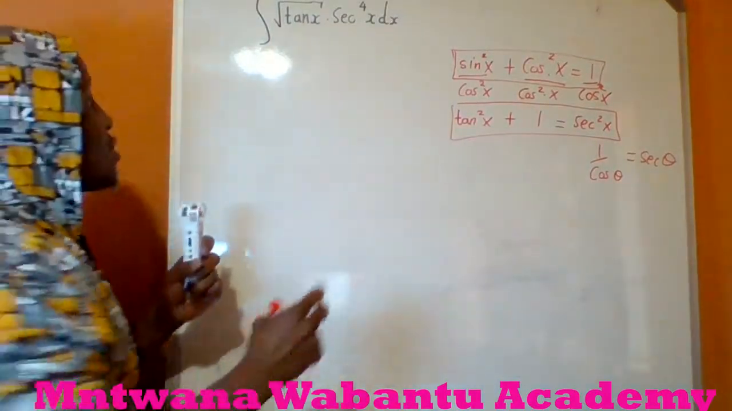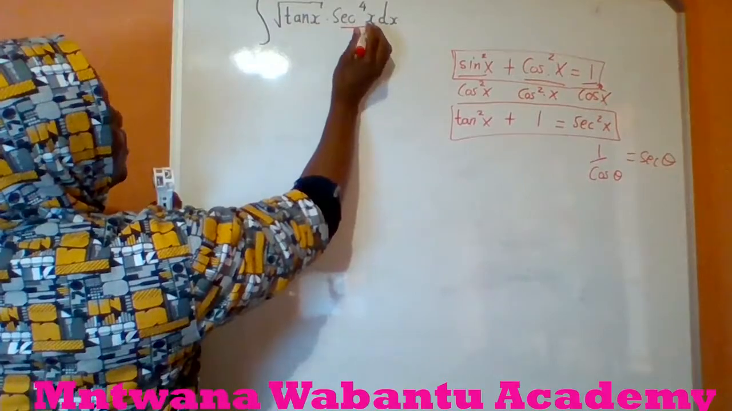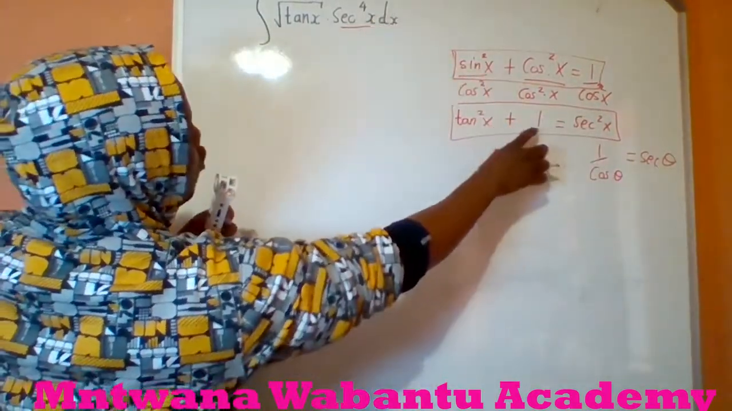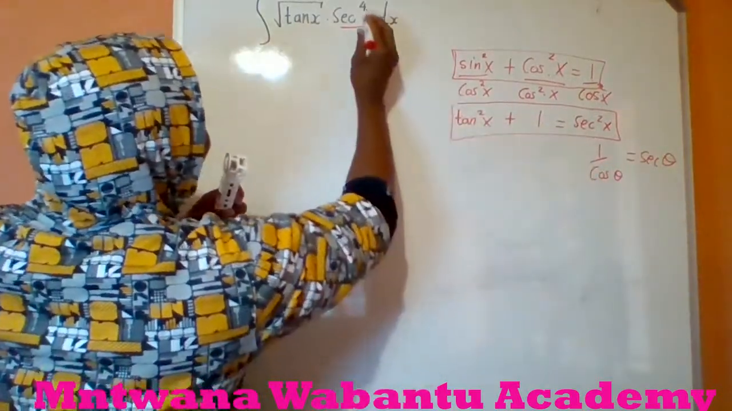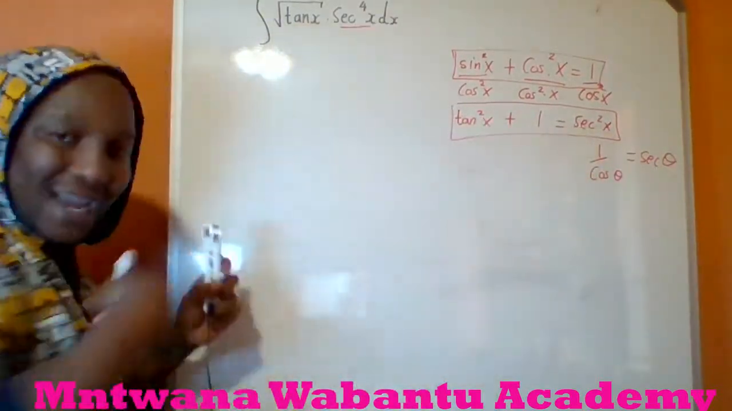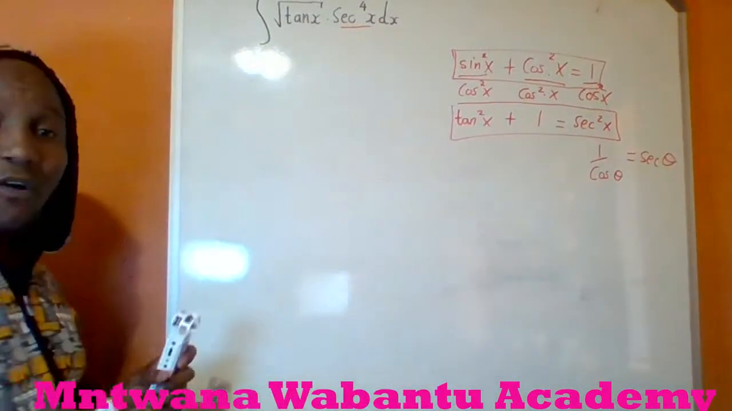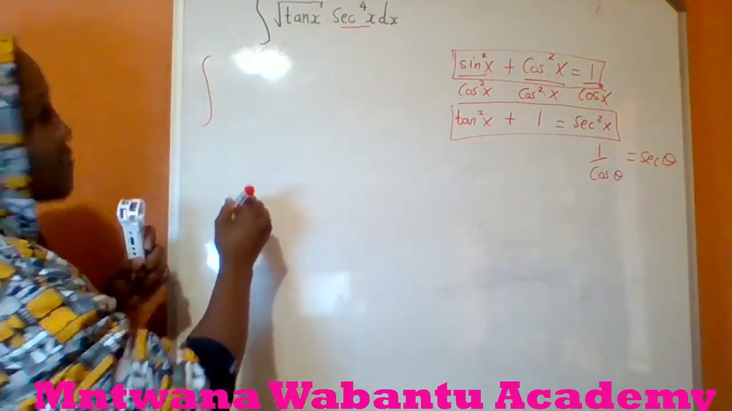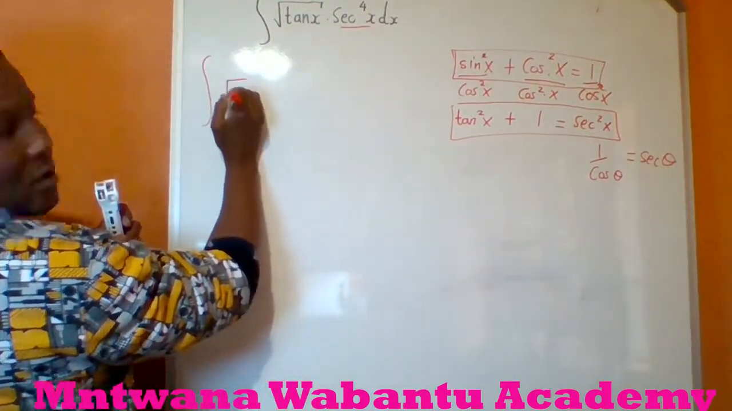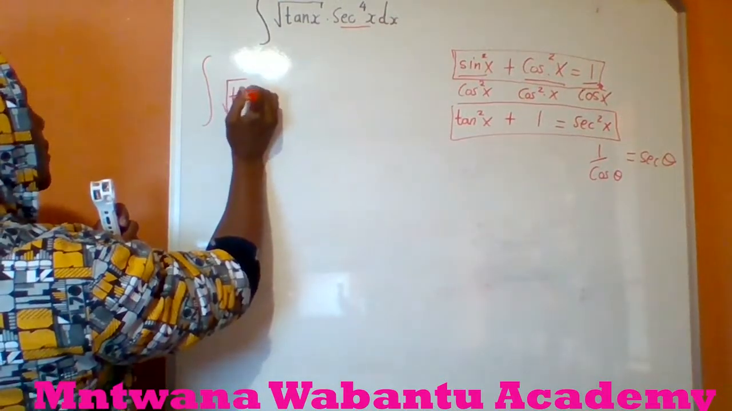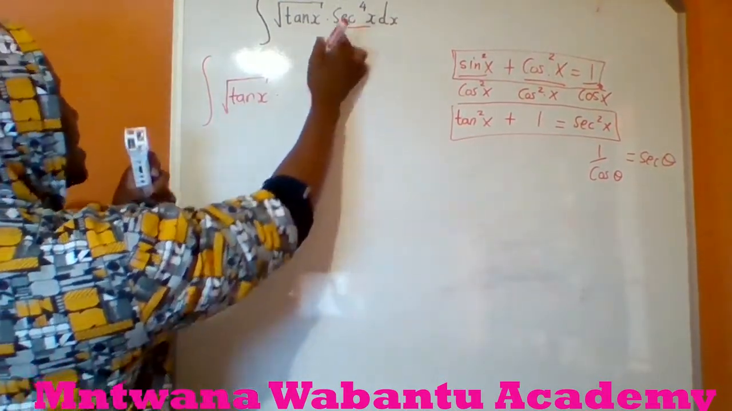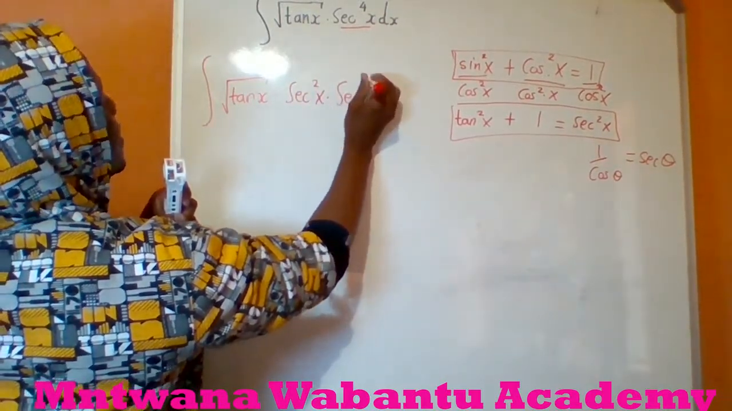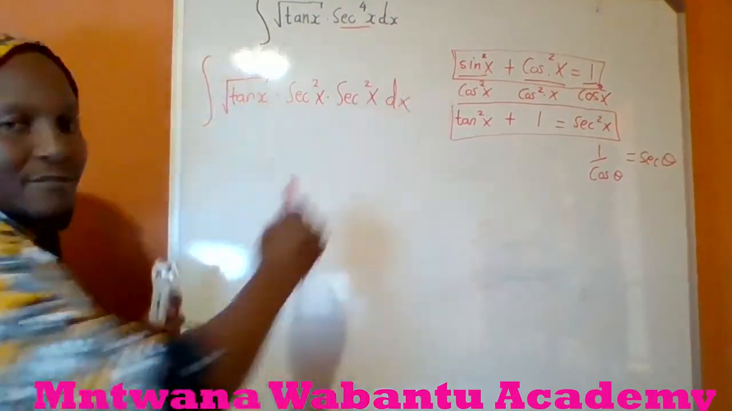Now let's go. So I'm going to replace sec power 4, which means I have to say sec square times sec square, so I can get sec square from my identity. Since I have a sec square in my identity, let me make that sec power 4 into square format. So I'm going to say this equals the integral of tan x, and then sec square x times sec square x, and then I have a dx. See that?